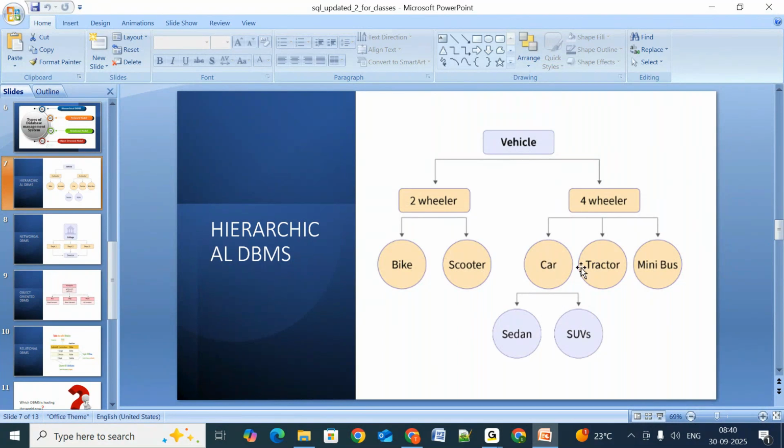For car, tractor, and minibus, parent is four wheeler. For four wheeler, parent is vehicle. For two wheeler, parent is vehicle. For bike and scooter, parent is two wheeler. For two wheeler, children are bike and scooter. For car, what are the children? Sedan and SUVs. This kind of hierarchy, if we maintain in the data, then that is nothing but a hierarchical DBMS. Now, this is a story of the early 70s.